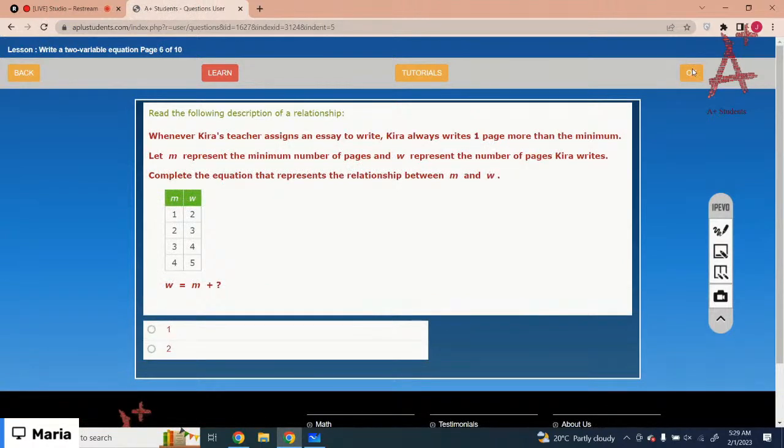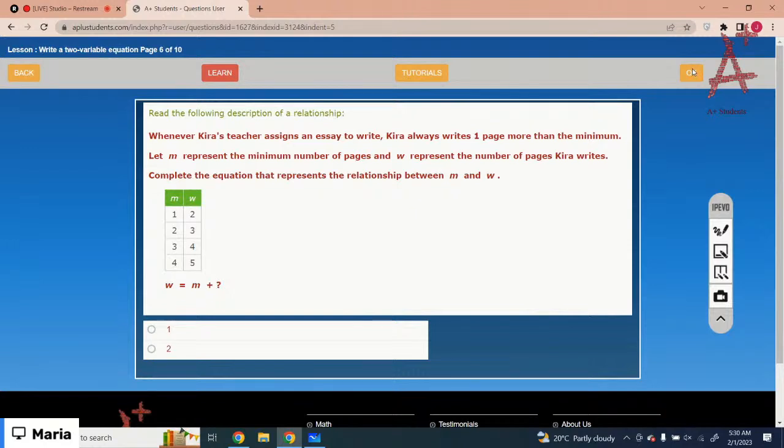Okay, the next one is: whenever Kira's teacher assigns an essay to write, Kira always writes one page more than the minimum. Let M represent the minimum number of pages and W represent the number of pages Kira writes. Complete the equation that represents the relationship between M and W. So which is the correct option?